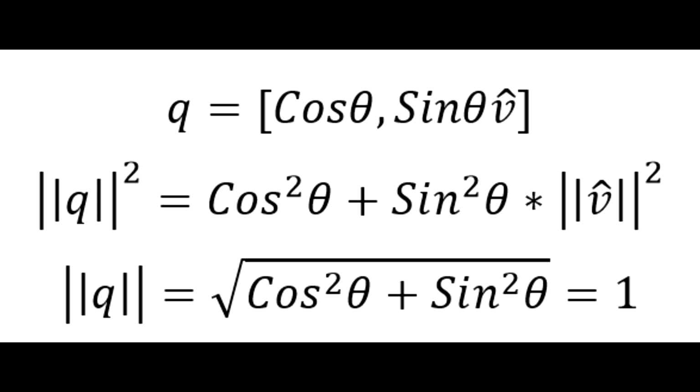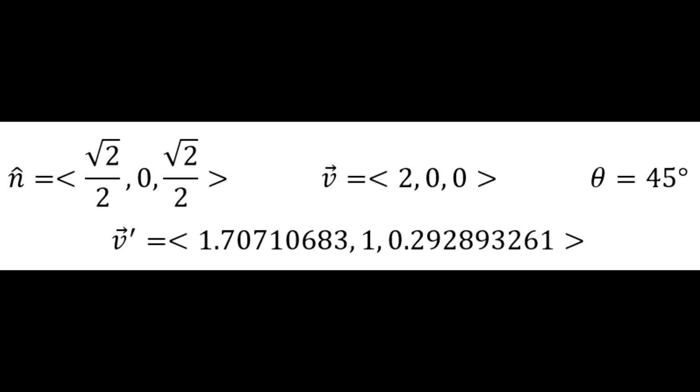Now all we have to do is try it out with the vector we want to rotate, an axis, and an angle. To make sure everything's working, let's compare to the Rodriguez formula, which we know to be correct. Using the axis of the square root of 2 over 2 in the x-axis, 0 in the y-axis, and the square root of 2 over 2 in the z-axis, and then the vector 2 on the x-axis, 0 in every other axis, and the angle 45 degrees, according to the Rodriguez formula, we should get a vector that's about 1.7 in the x-axis, 1 in the y-axis, and about 0.2 in the z-axis.